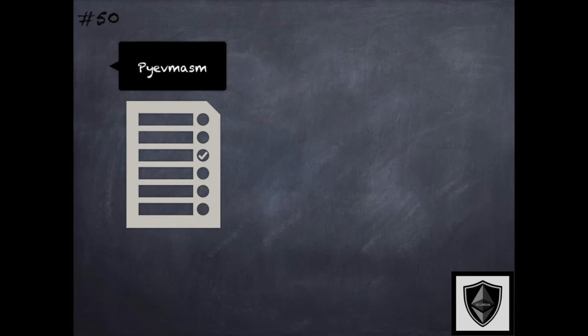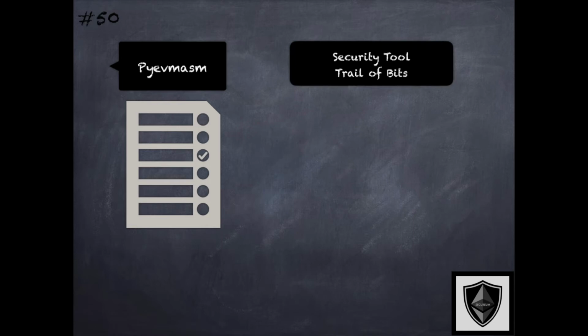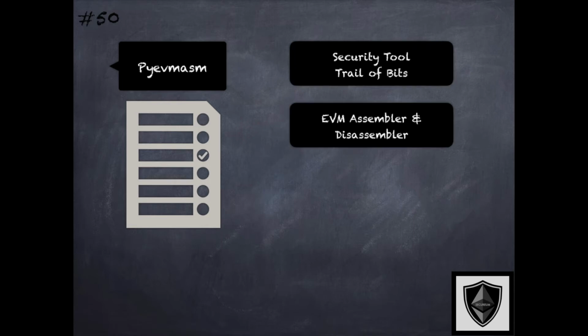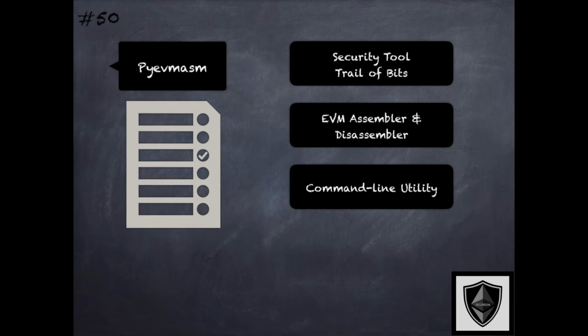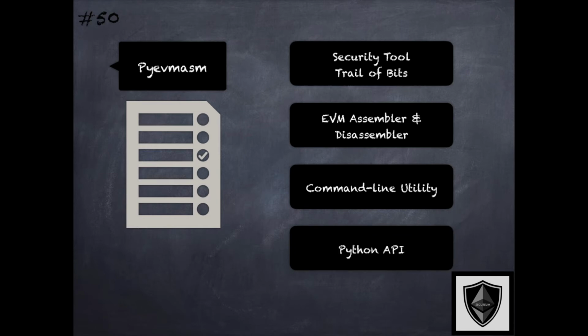Pyevmasm is another security tool from Trail of Bits, which provides an assembler and disassembler library for the Ethereum Virtual Machine, EVM. This includes a command line utility for doing the assembling and disassembling, and also includes a Python API for extensibility.